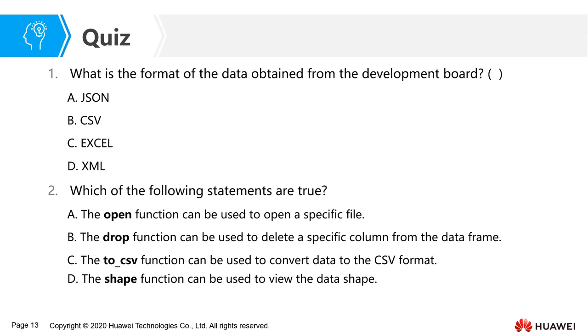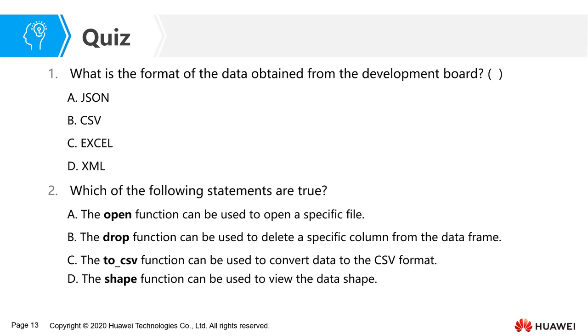Now, let's move on to the next question. Which of the following statements about functions are correct? The open function can open a specific file. This answer is correct. The drop function can delete a specific column in the data frame. This answer is correct. The toCSV function can convert other formats to the CSV format. This answer is also correct. The last answer is correct as well, because the shape function can be used to query the data shape. Therefore, the answer to this question is ABCD.